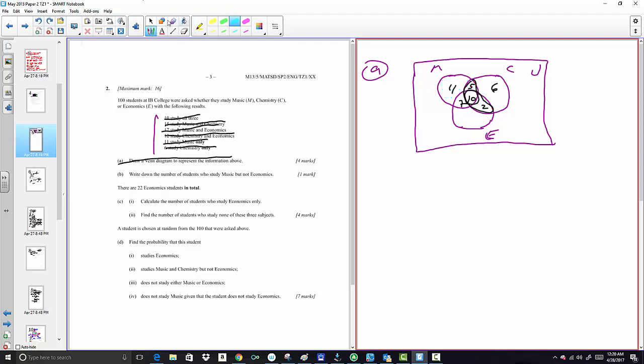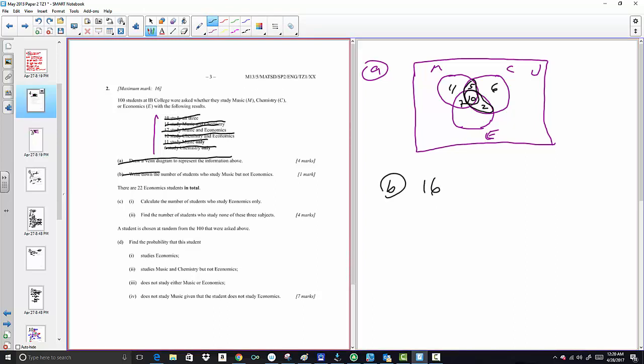So that's 16. So that answer is going to be 16. So part B, answer is 16. Done. There are 22 economic students total. So now they're giving me more information. So there's 22 total in this bubble right here.